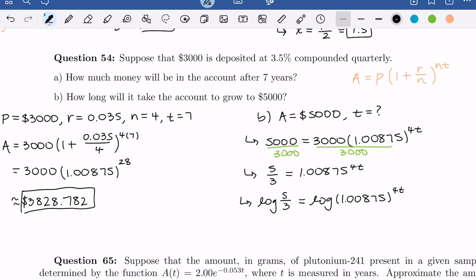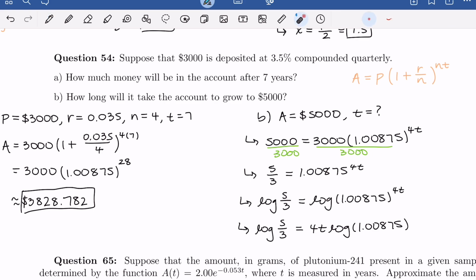All right, so using our power rule, we know that this is going to be the same thing as, we still have this on the left-hand side, but on the right-hand side, this guy here is going to come down in front of our log. So we're going to have 4t times log of this decimal.